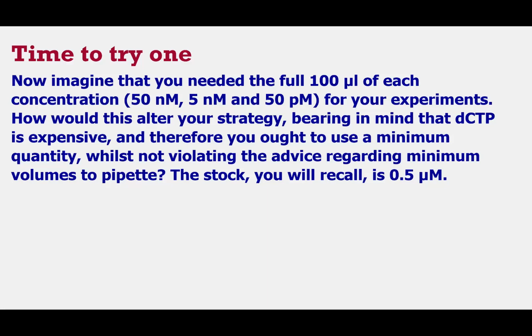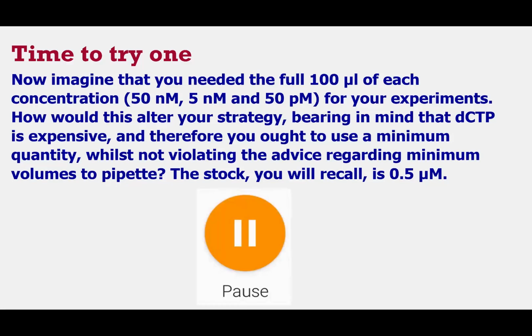How would this alter your strategy, bearing in mind that dCTP is expensive and therefore you ought to use a minimum quantity whilst not violating the advice regarding minimum volume to pipette, so the 2 microliter minimum volume. And you're reminded that the stock is 0.5 micromolar. So in a few moments, I suggest that you pause the video at this point, have a go at the question for yourself, and then we'll work through this question again.